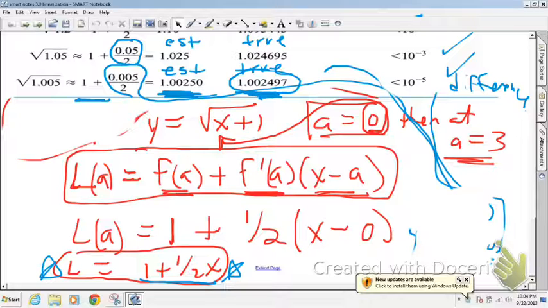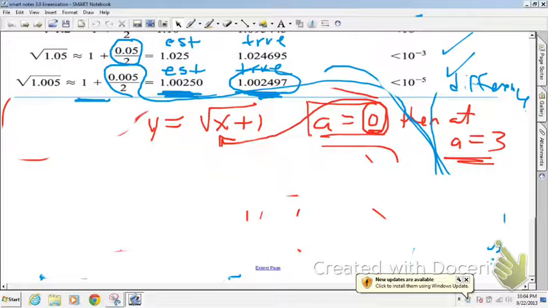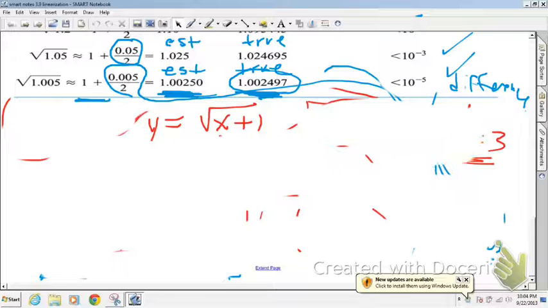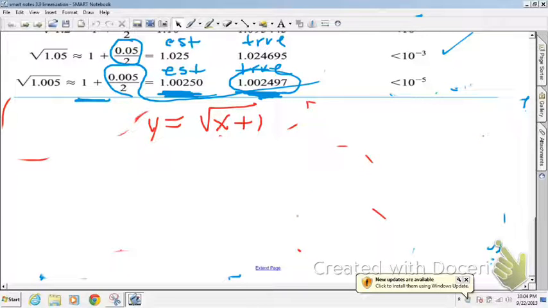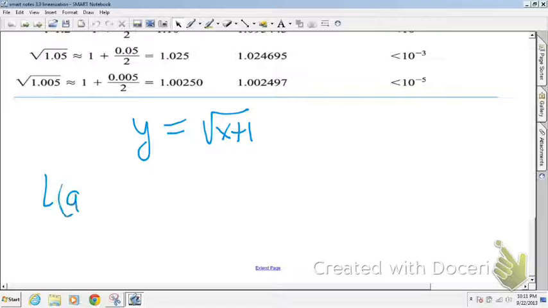So let's try that. Let's take that very same function. This will be just good practice. You see I'm erasing here. Let's take that very same function and perform a linearization at x equals 3. My pen's acting fussy, forgive that. So we have y equals the square root of x plus 1, but now I want to find L of A, and this time at x equals 3.